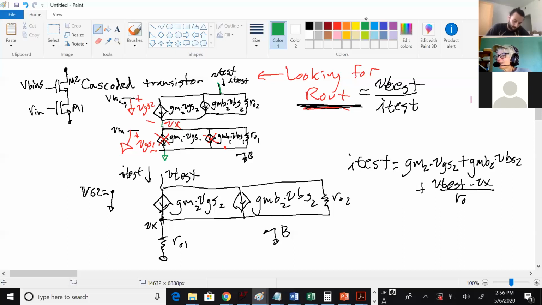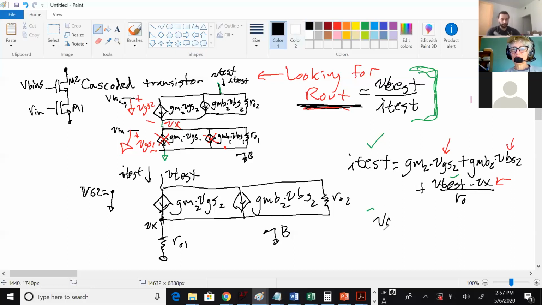How's it going? Could you change VGS2, both VGS2 and VBS2 to be negative Vx? Yeah, so if you look at this equation, you only want voltages and currents that show up in your target equation. I test is in there, so you want to keep that, and V test is in there, but you have to get rid of that voltage and that voltage from this equation. So just as you said, that's exactly where to go.